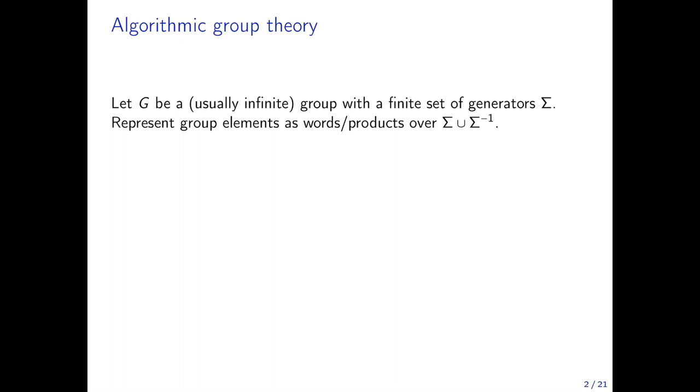Let me give you a gentle introduction into this topic. So the setting is that we have a group G, which is usually infinite, but finitely generated. This means that we have a finite set of generators sigma. This means that we can represent group elements as words or products over sigma and its inverses.